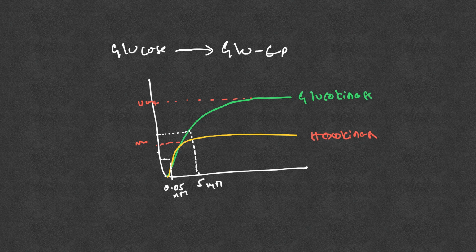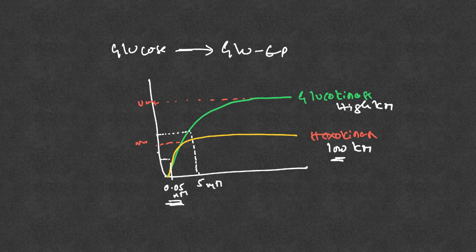Now hexokinase has a low Km, so this is a low Km enzyme, whereas glucokinase is a high Km enzyme. As you all know, the lower the Km, the higher the affinity. That means hexokinase has higher affinity for glucose compared to glucokinase, which has lower affinity for glucose. So what is the meaning of this? Any enzyme that has a low Km, having higher affinity, will be able to work even under low blood glucose concentration, like even under hypoglycemic concentration.